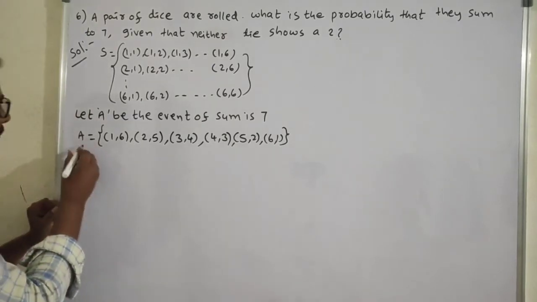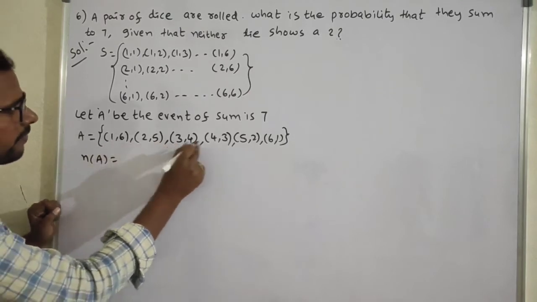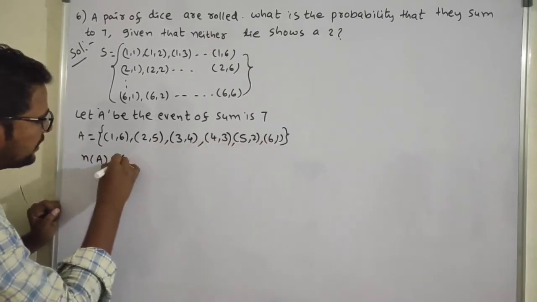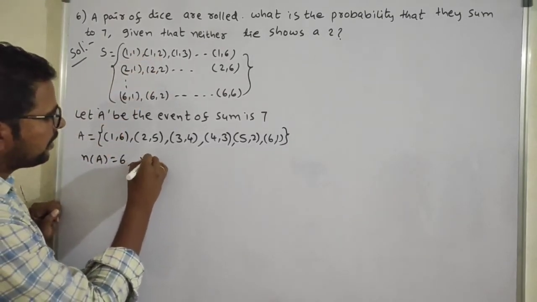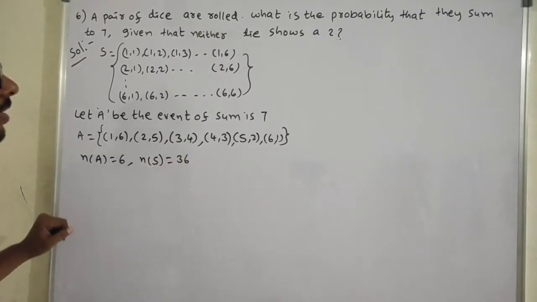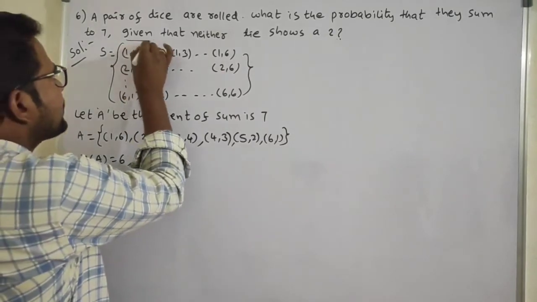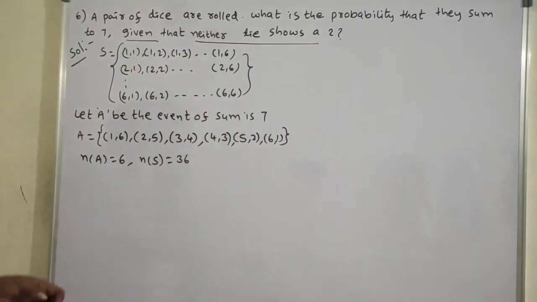Next, what is n of A? n of A equals 1, 2, 3, 4, 5, 6, so n of A is equal to 6. Here, what is n of S? n of S is equal to 36, since we rolled a pair of dice. What is the event given? Given that neither die shows a 2.